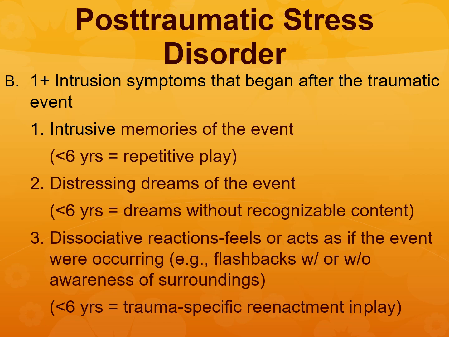Item B, criterion B, says you have to be able to identify at least one intrusion symptom. Intrusion is ways in which the memory of the event plays out in your life, but you did not want it to, you did not try to think about it, it was not intentional. For example, after the traumatic event happens, now there are intrusive memories of the event.